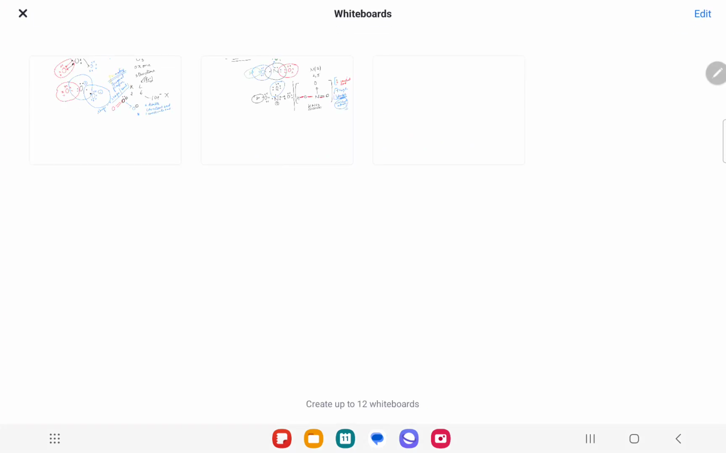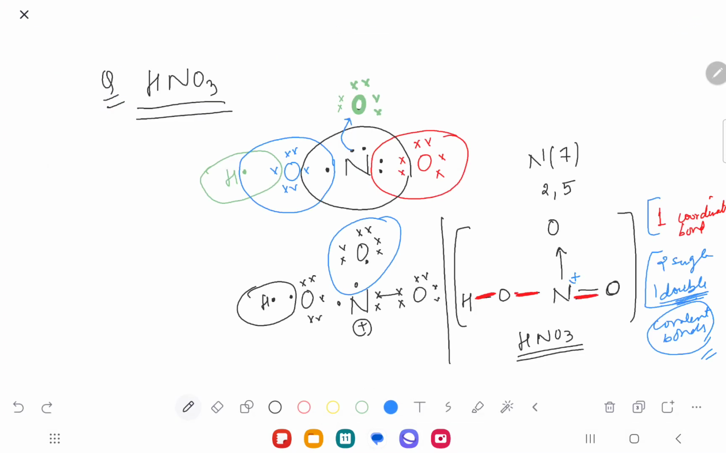Now have a look, for example, at the lone pairs. So how should I actually draw the structure? I should say N carries a plus charge and O thereby carries a negative charge, because it is gaining the electron and N is donating the electron. Are you understanding? Yes.